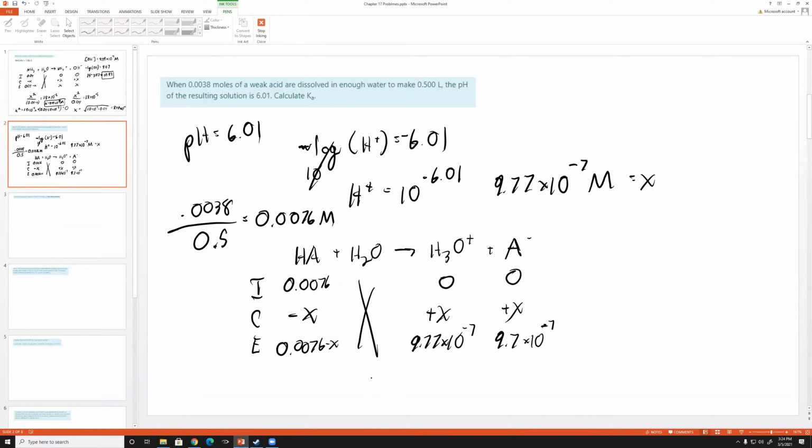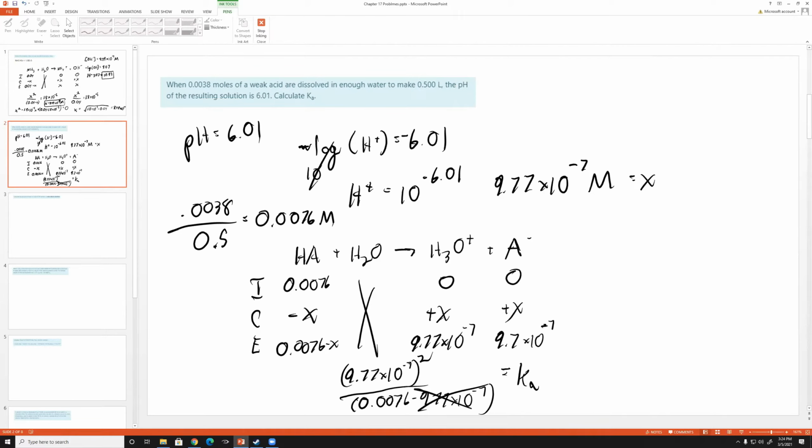So we can use the equilibrium expression and do 9.77 times 10 to the negative 7th, which is the products here, the equilibrium concentration for both H3O plus and A minus. So we have those squared, divided by the acid concentration, 0.0076 minus 9.77 times 10 to the negative 7th. Now, this equals Ka. Just like when we solve for X, this X is so small, the 9.77 times 10 to the negative 7, that it is negligible.